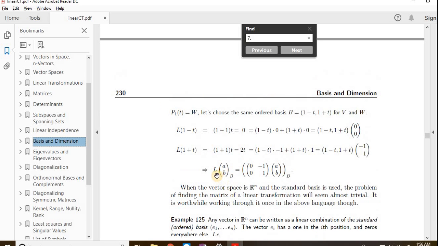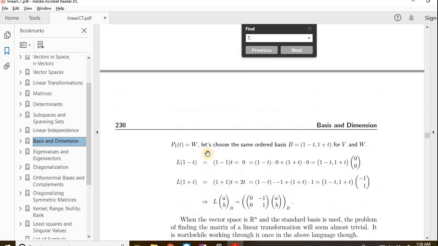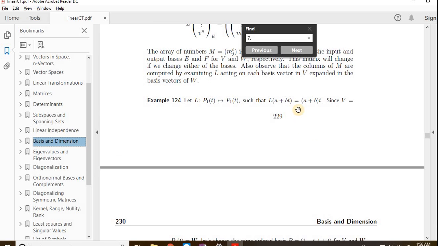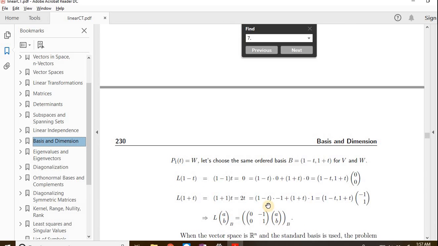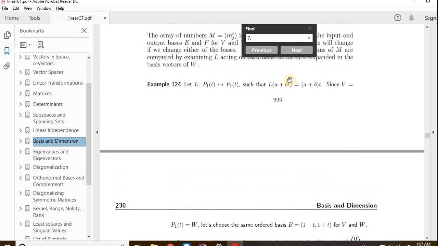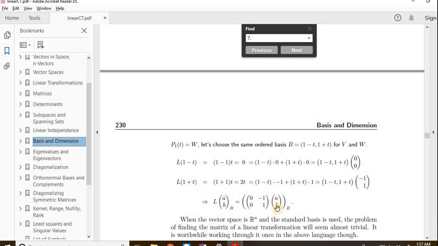All right, so here, look at here, L of AB equals this matrix times AB. Now, where did the AB come from? Actually, this is wrong. It should be A plus B times T. Or no, I'm sorry, it came from here. Sorry, this is right. A plus B times T. The AB came from here. This A plus B times T in this basis 1, T is AB. If you want to express the vector A plus BT in the basis 1, T, these are the coefficients, AB.